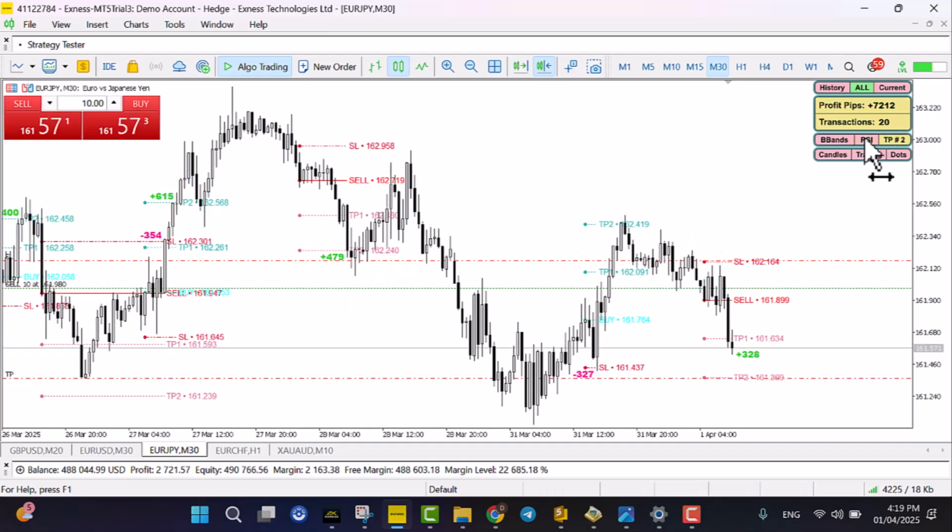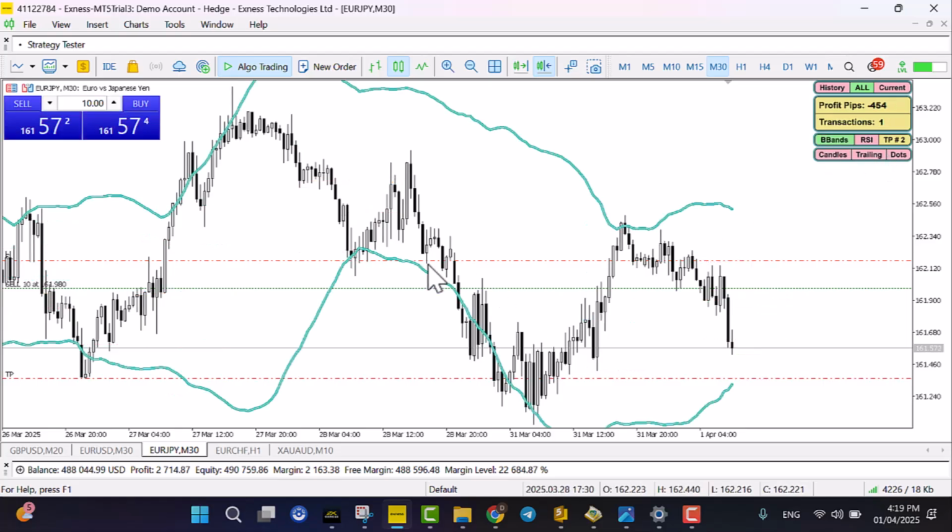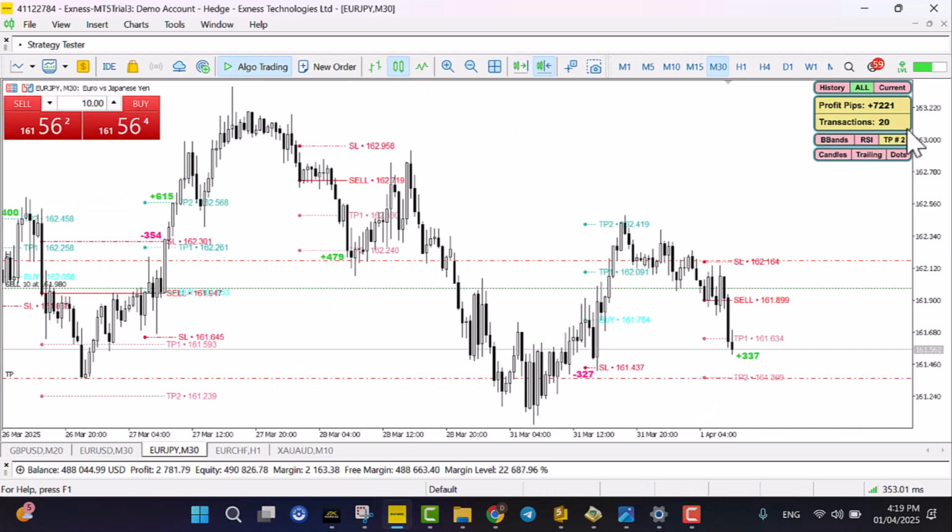Keep in mind that when you click any of these, as you can see, the trades are disappearing. That's because it filters out a lot of trades and only keeps the trades that are aligned with the filter. And I'll explain to you, as I said, how the filter works later on.